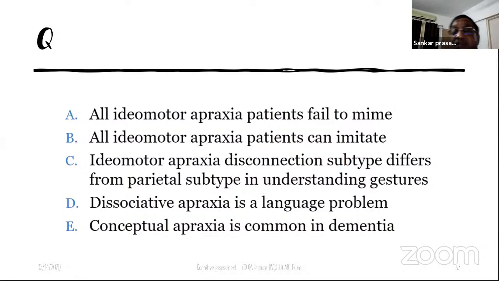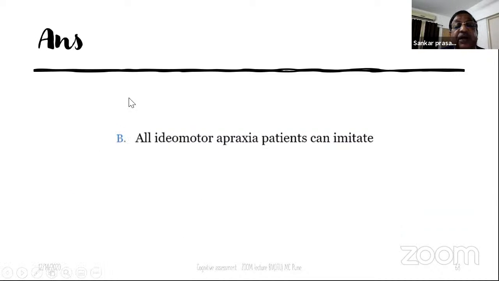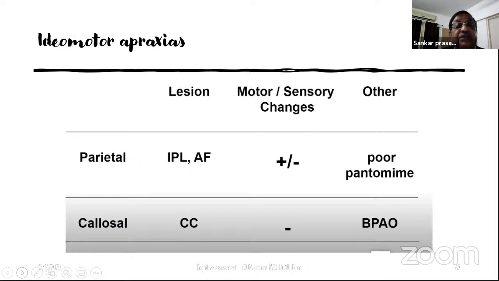So out of these, somebody is raising hand. Yeah, let's see what you have. D, dissociative apraxia is a language problem. So, ideomotor apraxia patients can imitate. Can they imitate? I think the answer is debatable, but what we know is that all ideomotor apraxia patients can imitate is a wrong answer. So that should be there.